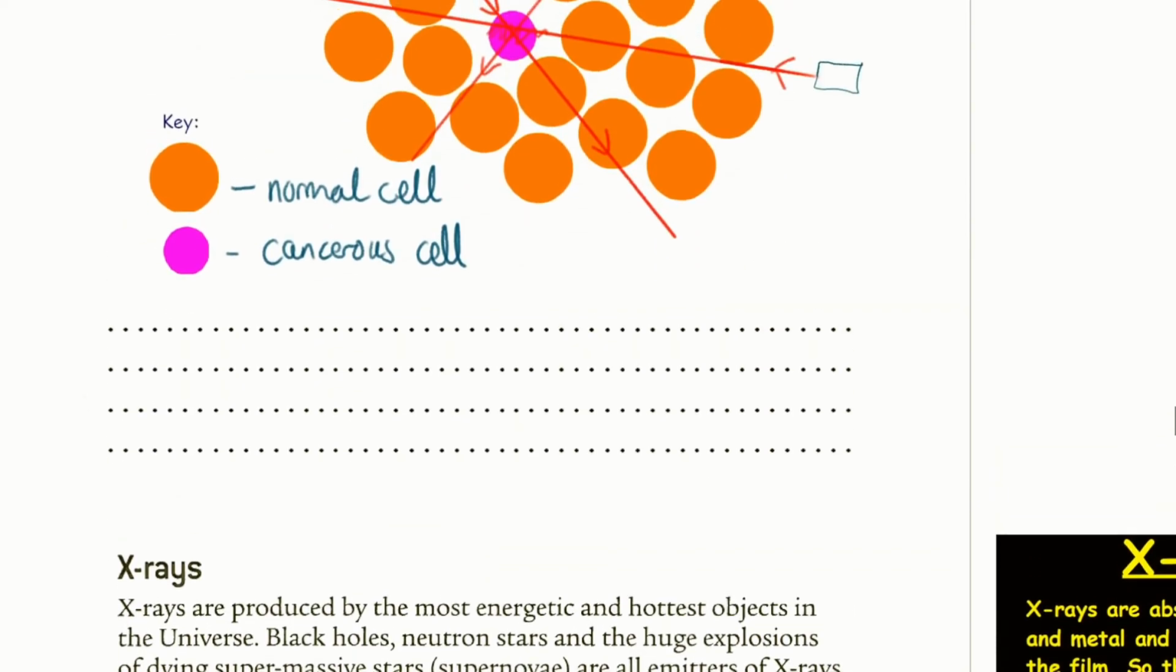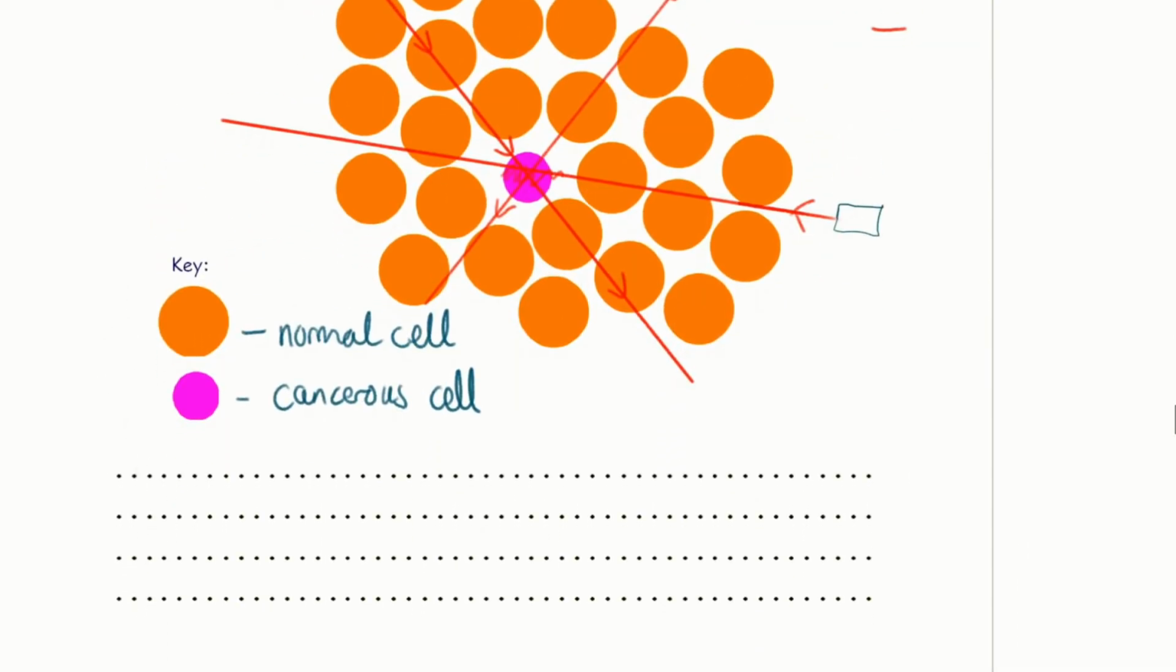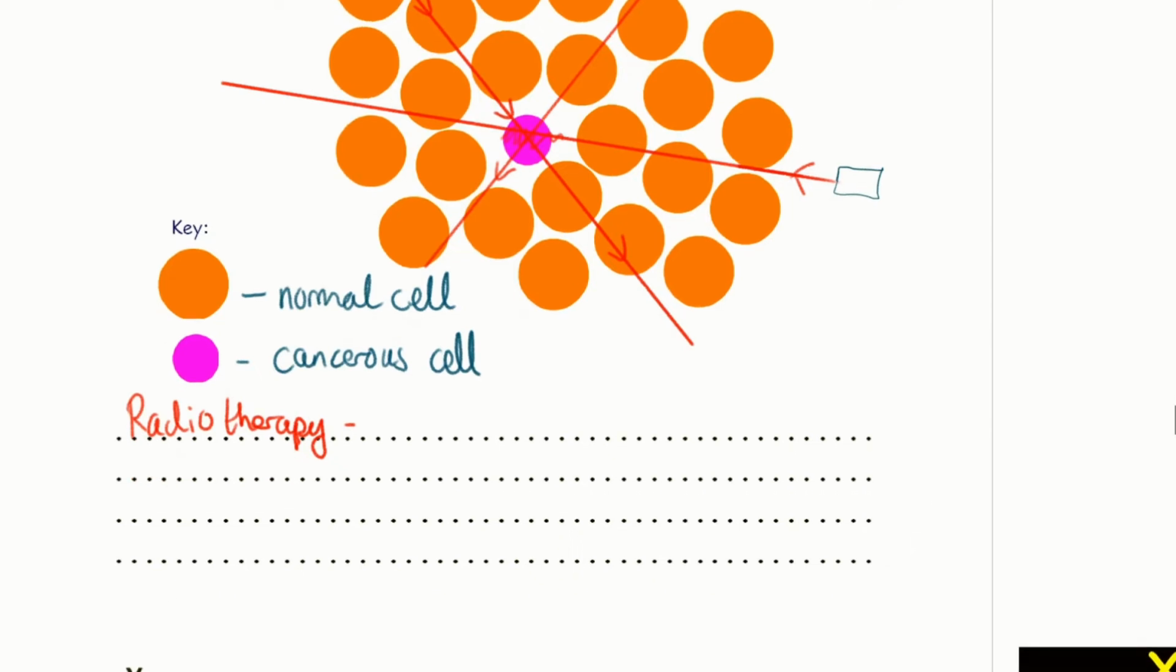Underneath then, what I'd like you to do is just to put in your own words an application of gamma rays. So you can use radiotherapy. I'll just write that down for you. You may want to rewind the video in order to help you answer that.